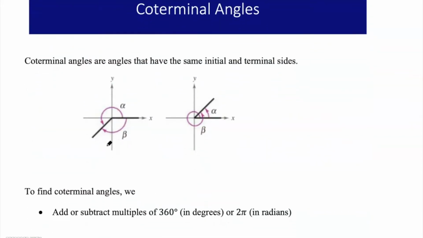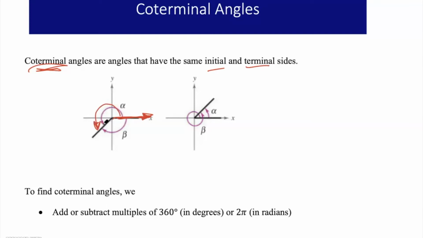Okay, so let's talk about the definition of coterminal angles. Coterminal angles are angles that have the same initial and terminal side. By initial side, we mean where I want to start counting. Typically it will be the positive x-axis, typically, but not necessarily. And the terminal side is the one where the angle ends.